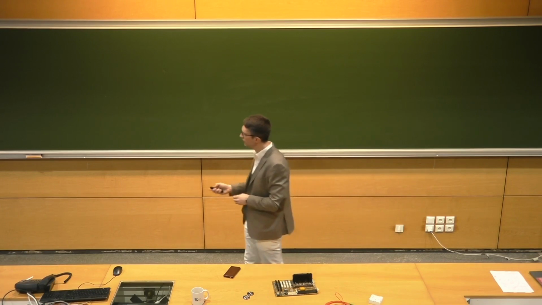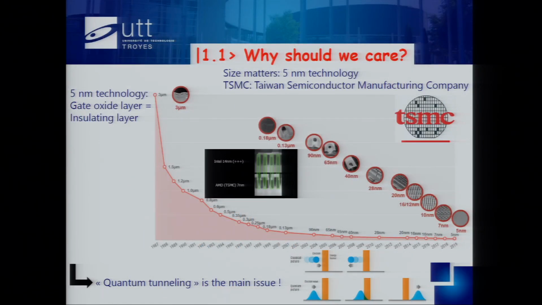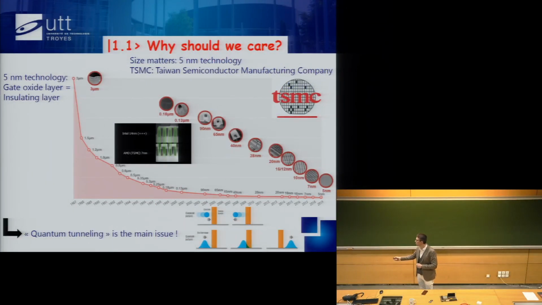Okay? So if I take, for instance, this graph, you will see that size matters. All right? These days we are at about 5 nanometers technology. And this is a graph by the Taiwan Semiconductor Manufacturing Company, TSMC. And again, what do we have here? We have the typical size of the transistors as a function of time. The plot starts at 1987 up to 2019, which is about where we are right now. And indeed, the size has been decreasing from 3 microns to 5 nanometers.